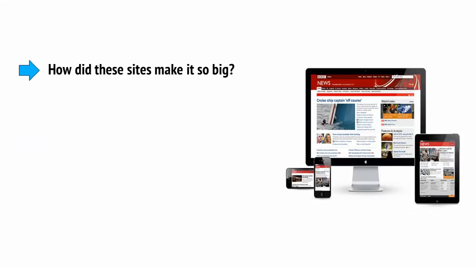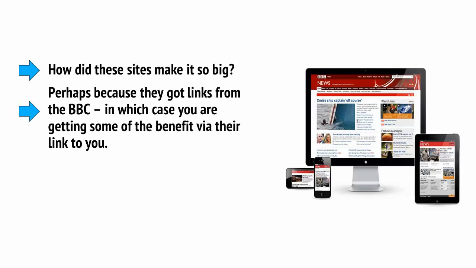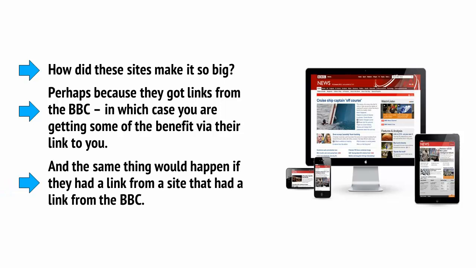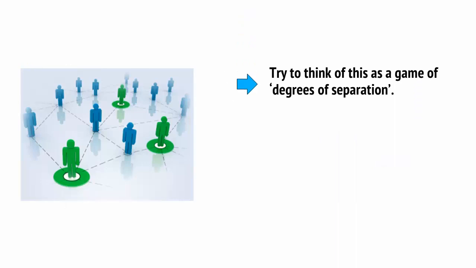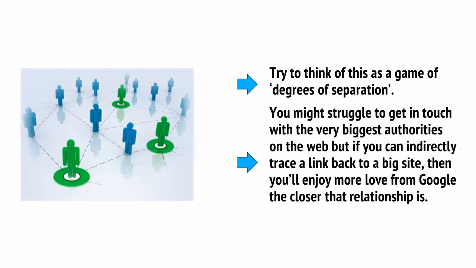But how did these sites make it so big? Perhaps they got links from the BBC, in which case you're getting some of the benefit via their link to you. And the same thing would happen if they had a link from a site that had a link from the BBC. Try to think of this as a game of degrees of separation. You might struggle to get in touch with the very biggest authorities on the web, but if you can indirectly trace a link back to a big site, then you'll enjoy more love from Google the closer that relationship is.